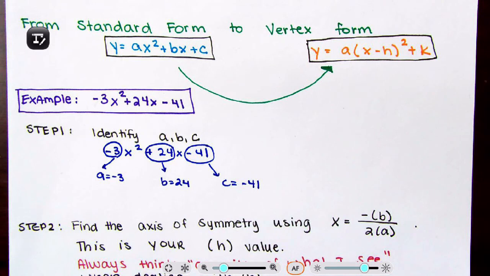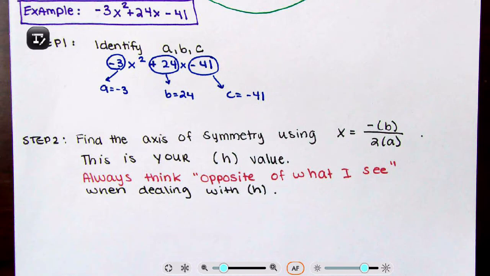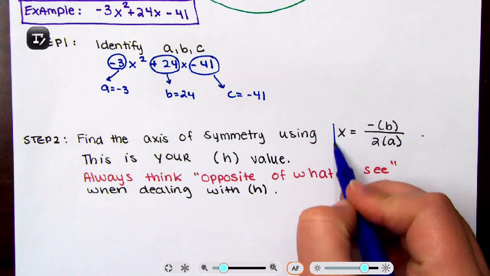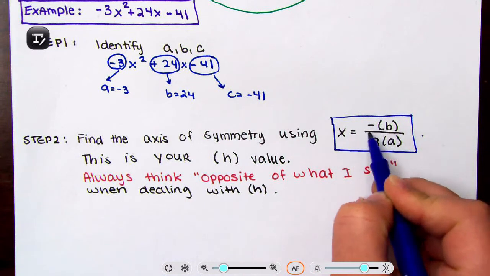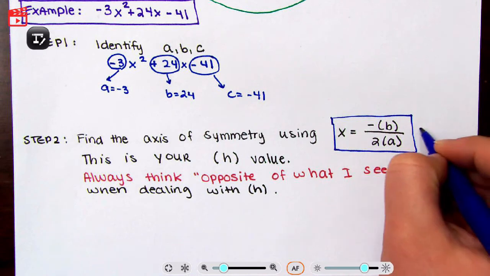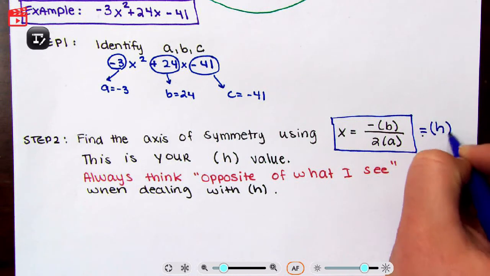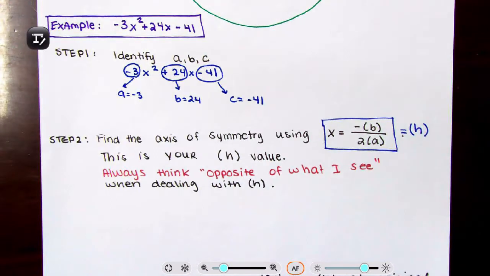Now that we have our ABCs, we're going to find the axis of symmetry just like we did before when we were graphing. The axis of symmetry is x equals the opposite, or negative b, divided by 2 times a. Now this is going to equal your h value. Anytime you see h, you're always going to think opposite of what you see when it's inside the equation. And we'll deal with that a little bit later.